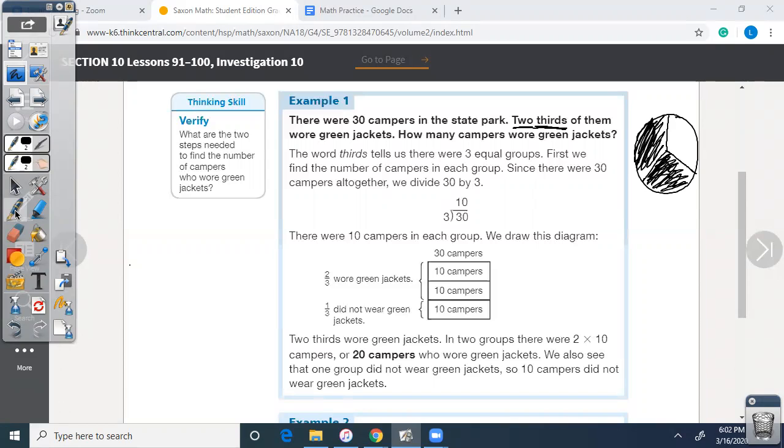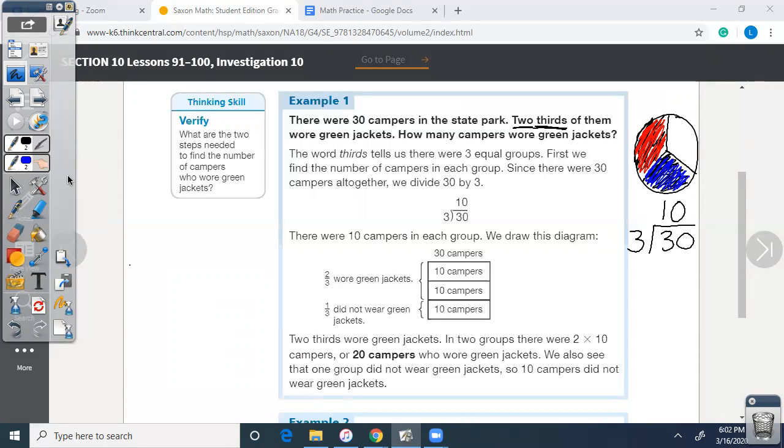You can see how they divided it, but we're going to just go ahead and do it. So we are going to divide the number 30 into thirds, which is 30 divided by 3. So 30 divided by 3, that's one of our facts. We know that. It's 10. That means each one of these pieces, so this red piece up here, that's 10 campers, right? The white piece is 10 campers, and this blue piece is 10 campers.